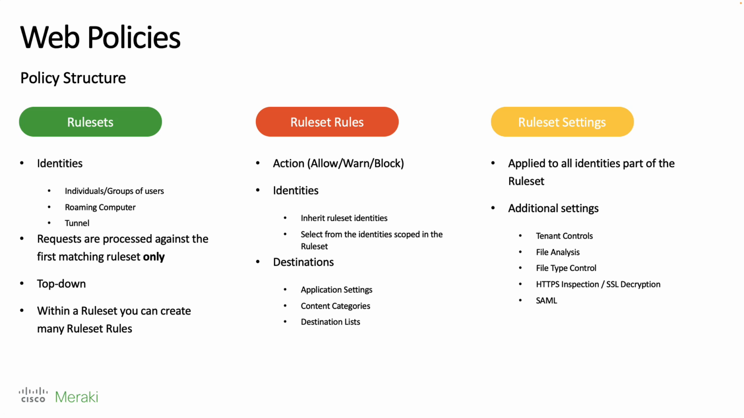When a request does come in from, say, one of those users, that request is only going to be processed against the first matching rule set. Rule sets are going to be processed top-down, and within any given rule set, you can create many rule set rules. The rule set rules are what's taking action when users are browsing to a website, for example.